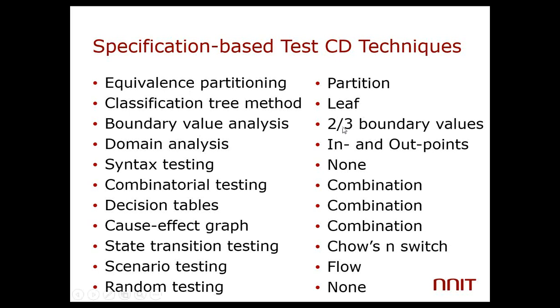Boundary value analysis gets either two boundary value coverage items or three boundary value. Domain analysis, endpoints and outpoints. Syntax testing doesn't actually have a coverage element because there are theoretically an unlimited number of different mutations of syntax that you can use. Combinational or decision tables is probably one that you're very familiar with as well. There we define the number of combinations in a specific decision table, and we can calculate the coverage in terms of how many of these combinations we actually test. State transition, scenario testing, and random testing don't have a coverage item either.